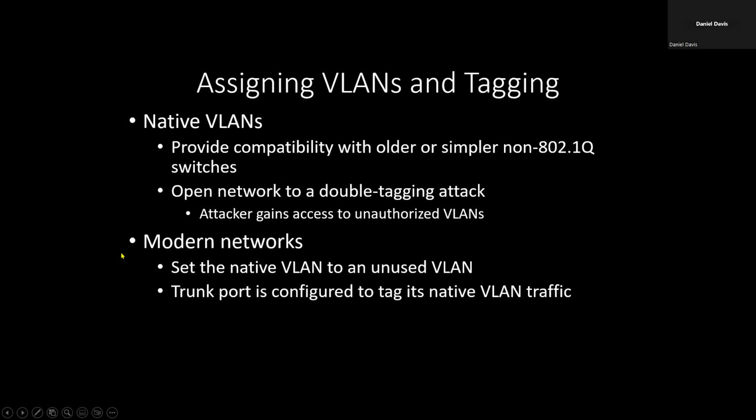Modern networks can defend against this in a couple ways. By default, most switches will have the native VLAN set as VLAN 1. What you can do is configure or change the settings to move the native VLAN to an unused VLAN. You can also configure the trunk port to tag native VLAN traffic.